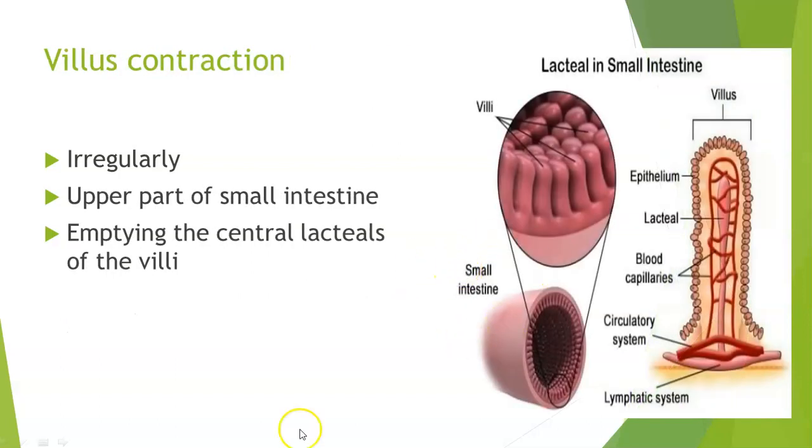Next one is the villus contraction. This is the small intestine and this is the villus present in the small intestine. This is a single villus which contains the lacteal at the center of the villus. The importance of the lacteal is that it absorbs nutrients like fatty acids, lipoproteins, the fats, and these nutrients get moved towards the lymphatic system. When the villus gets contracted, the nutrients absorbed in the lacteal will move faster towards the lymphatic system, and this helps in the emptying of the central lacteal. So this contraction of the villus increases the absorption of the nutrients.